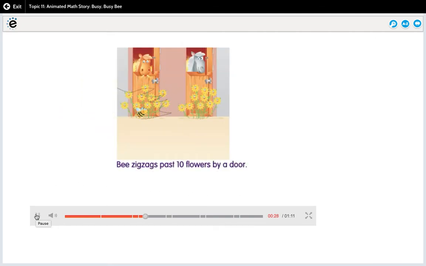Bee zigzags past 10 flowers by a door. Count the flowers by 2 doors.